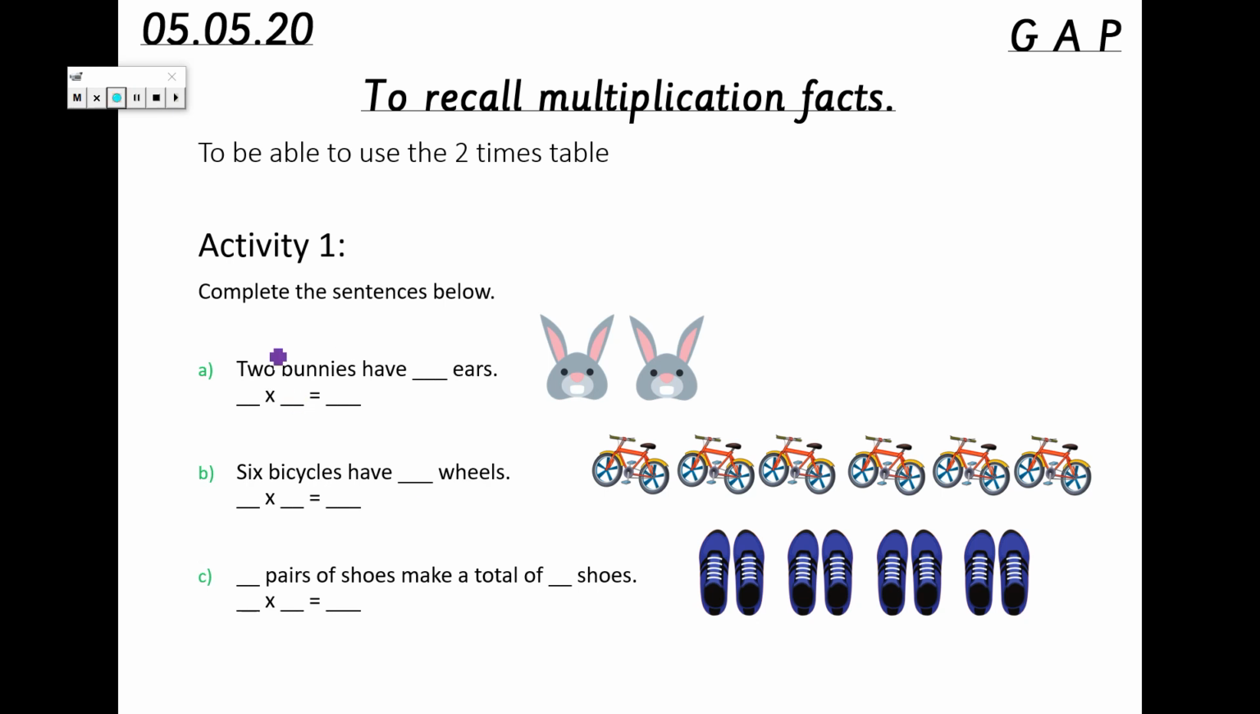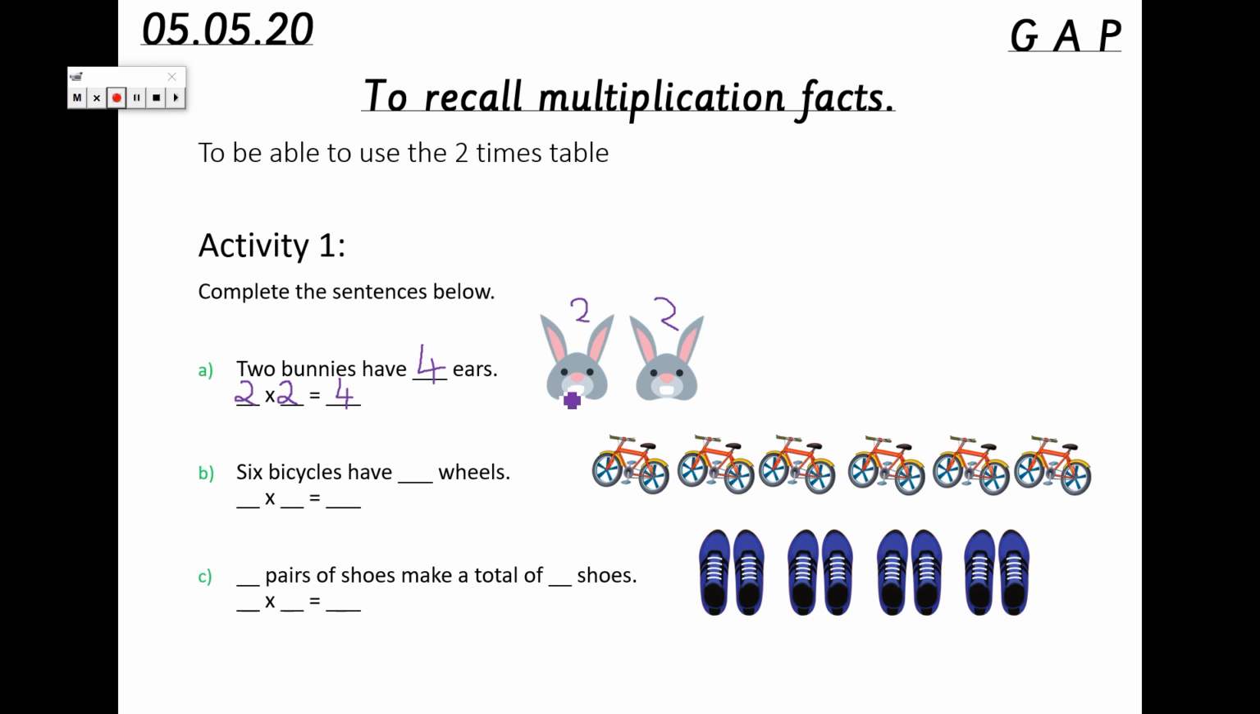So we'll start with the first one that says 2 bunnies have how many ears? So if we look at the picture here, we've got 1, 2, 3, 4. So 2 bunnies have 4 ears. And to write that as a multiplication, we're going to have 2 bunnies, and each of those bunnies have 2 ears each. So 2 times 2 equals 4, because we've 1 bunny here with 2 ears and we've 1 bunny here with 2 ears. So together they've got 4 ears.